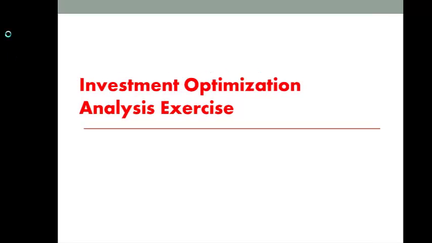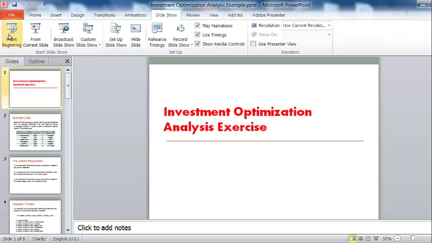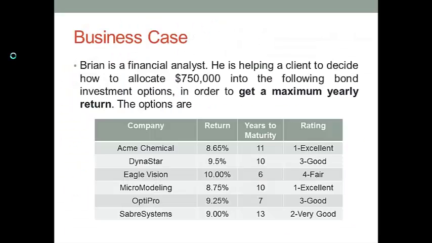Now let's see a new example. Let's take a look at how we can use optimization analysis in investment decision making. A financial analyst is helping his client, Dolly, to make an investment plan. Currently, this client, Dolly, has a total of $750,000 in hand. This is the available amount for the investment.